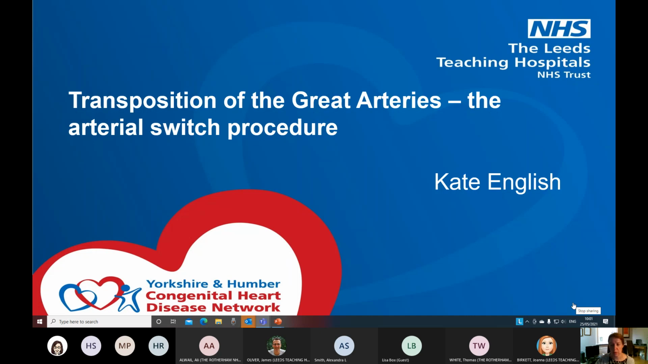So the first thing that we're going to look at is transposition of the great vessels, and we're going to look at the arterial switch procedure.